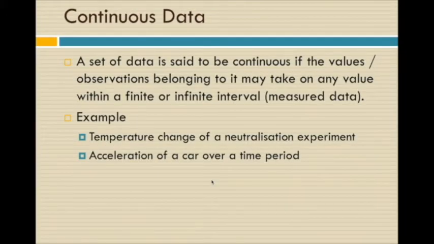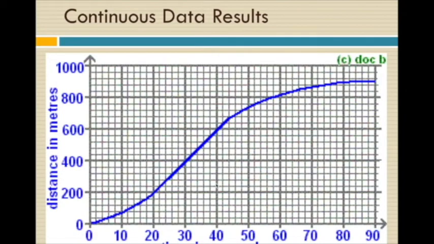And the next type is continuous data. It is basically data that you measure. For example, temperature, acceleration, length. Those are continuous data, right? And here is an example of how we can present continuous data. Notice that this curve is continuous, no gap in between, because the data is continuous, right?